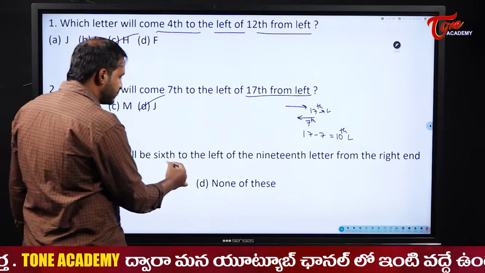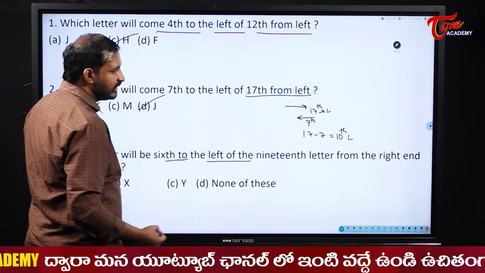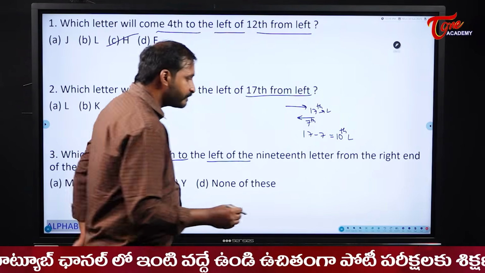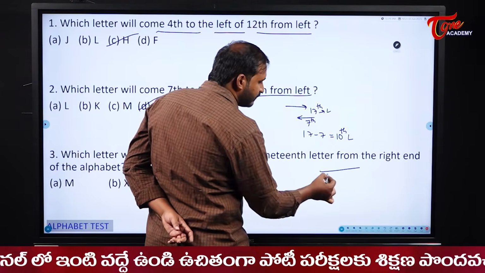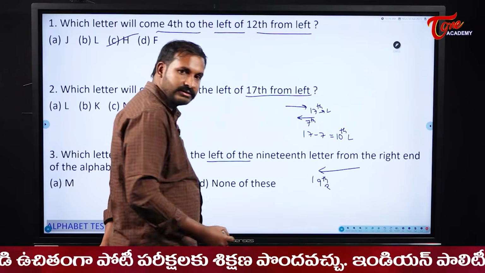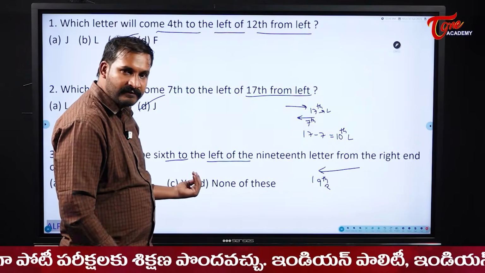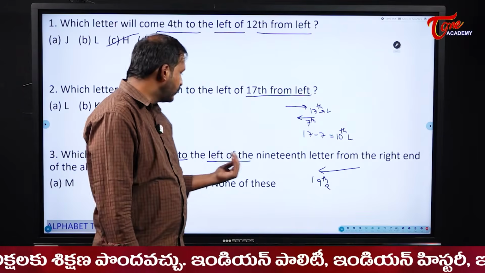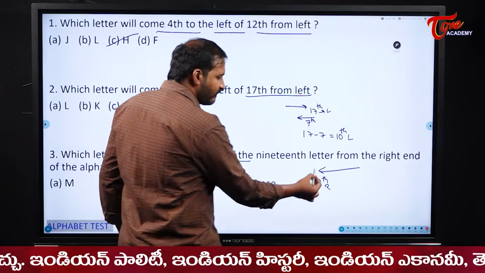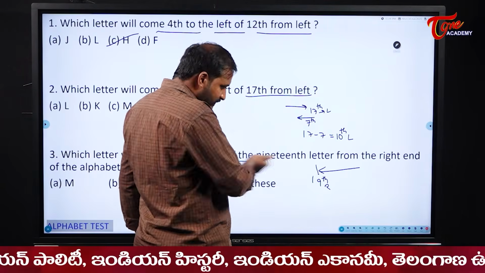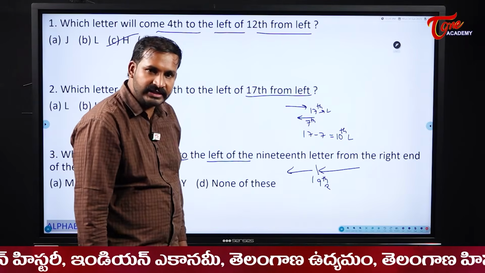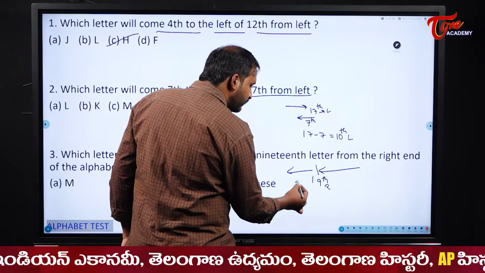Which letter will be 6th to the left of the 19th letter from the right end of the alphabet? Now, please observe here. 19th alphabet from the right end. So, that means you will check in this manner, right? 19th alphabet from the right side means this is how you need it. To its 6th to the left. To its left means this direction only. That means you are still moving in the same direction.